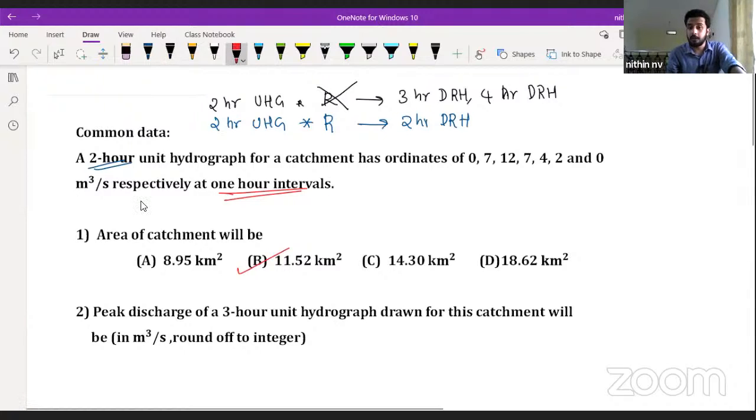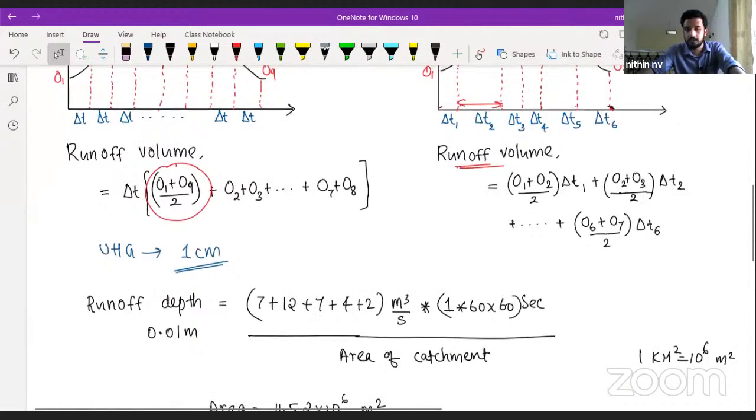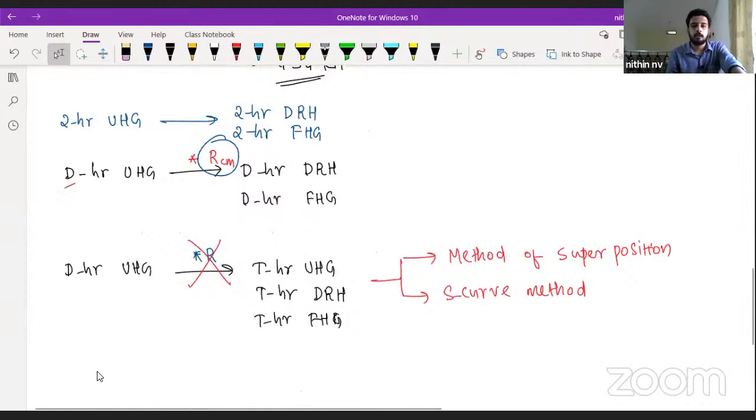Yes, very good. Now, whenever they are giving a different duration like this, what do we need to do? Either we can go with the method of superposition. See, now listen to what I have written. We have D, and for what they are asking we can simply put T1, T2. Generally in hydrology, we use the letters D and T, that's why I have written here. Similarly, if they are asking another duration unit hydrograph, then we cannot multiply with runoff. We have to go with either the method of superposition or the S-curve method.